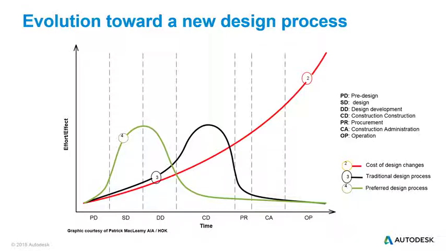So this is the MacLeamy curve. I don't know if some people have seen this. It's produced by the American Institute of Architects, but it's quite widely used in BIM adoption globally. It just shows that as the project goes on, and we all know this, it costs more to make changes later in the process. Once you get from your pre-design stage right through to operation stage, if you want to make a change to a design, it's quite costly.